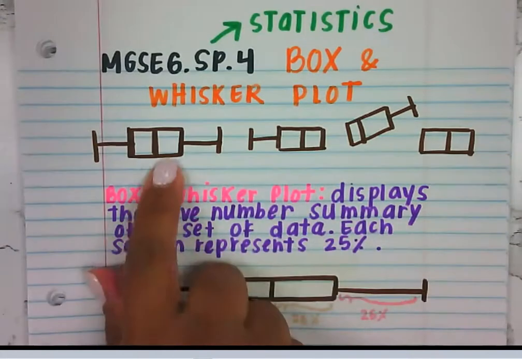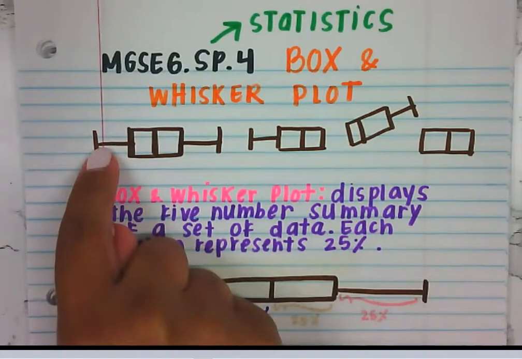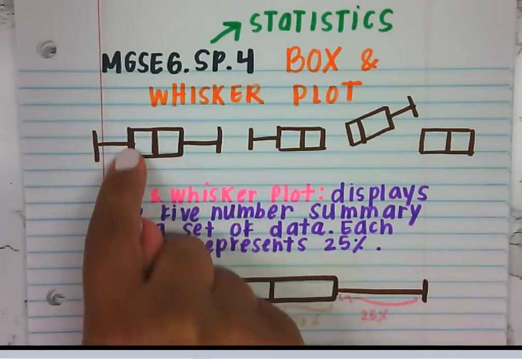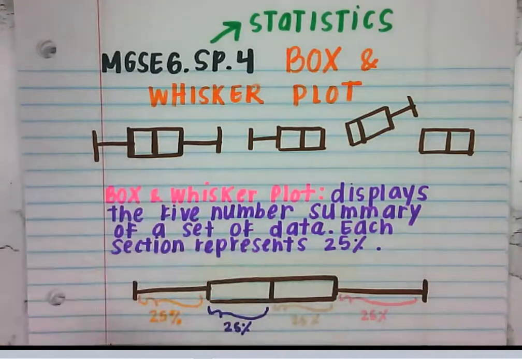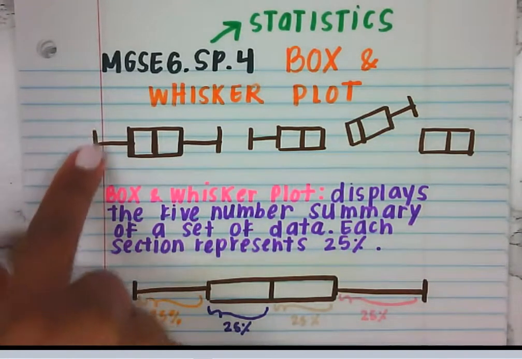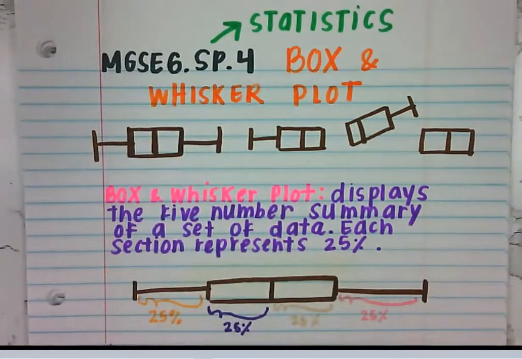So notice looking here, we see a box. And on the edges of this box, we see whiskers. So that's where we get our box and whisker plot from. And also notice that this box and whisker is made up of 1, 2, 3, 4, 5 different points, not sections, but points. And you're going to identify what those points are in just a second when we do a practice problem.